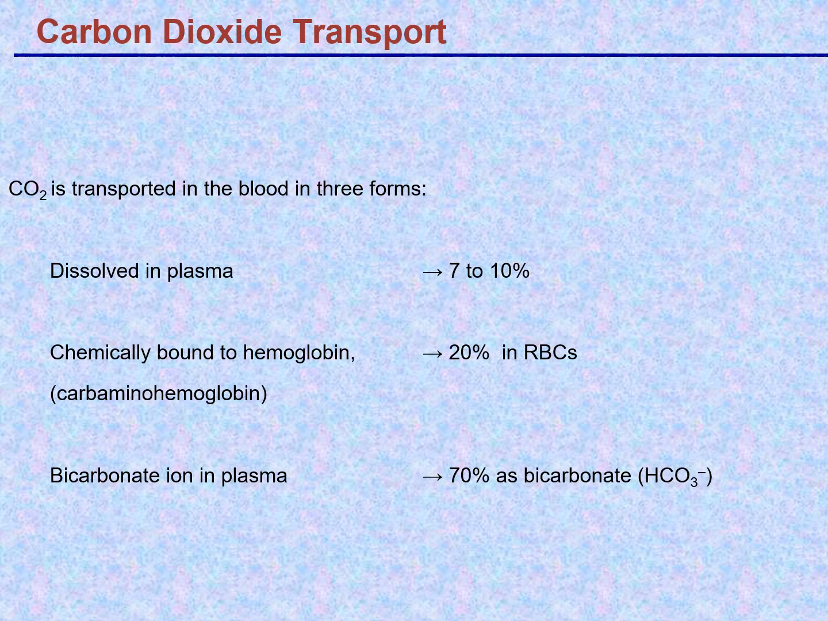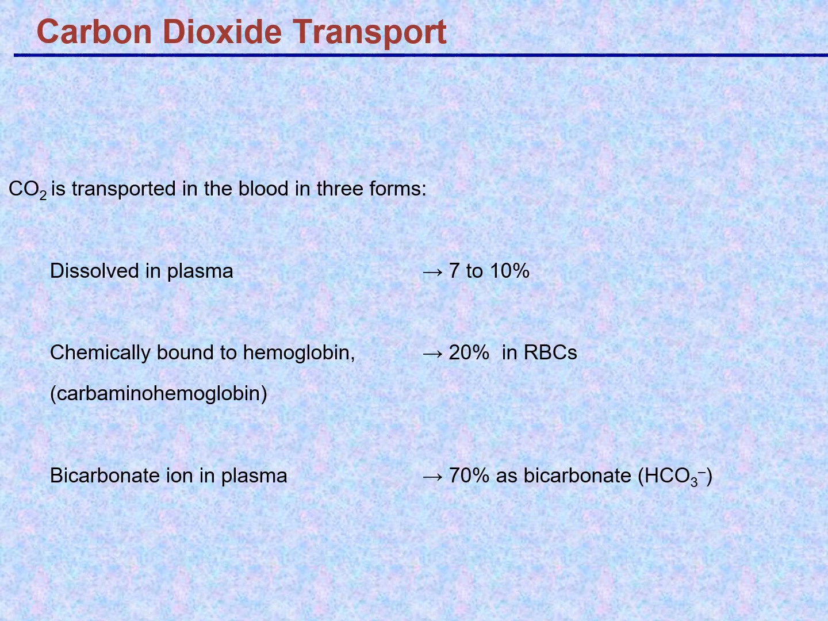All right, this is Unit 1, Part 2. We talked about oxygen being carried by hemoglobin in the blood, and we discussed at length the oxygen hemoglobin dissociation curve. So now let's talk about transport of carbon dioxide.